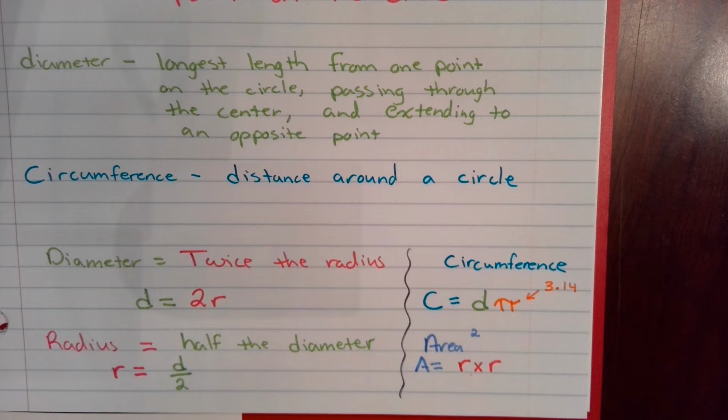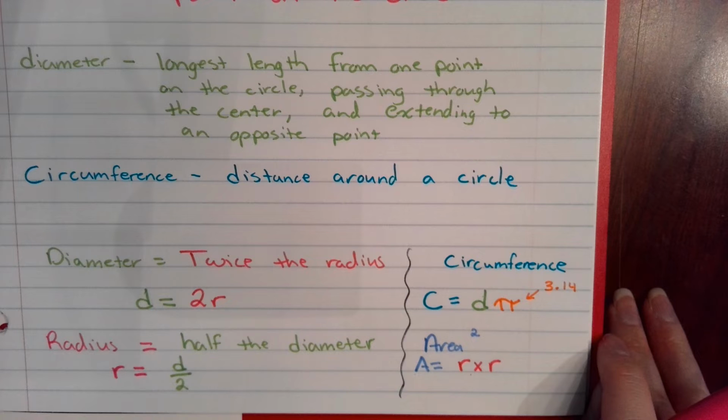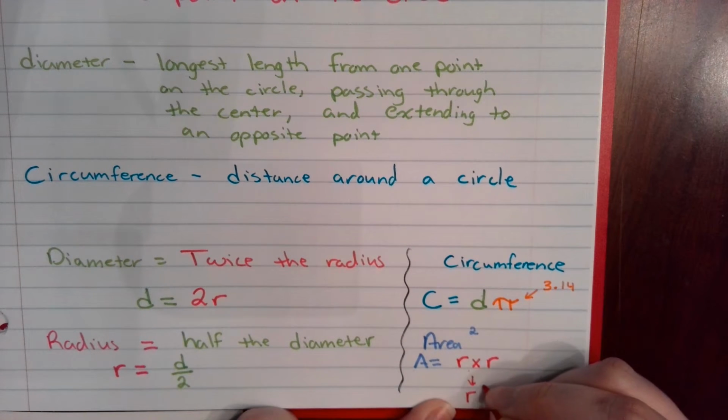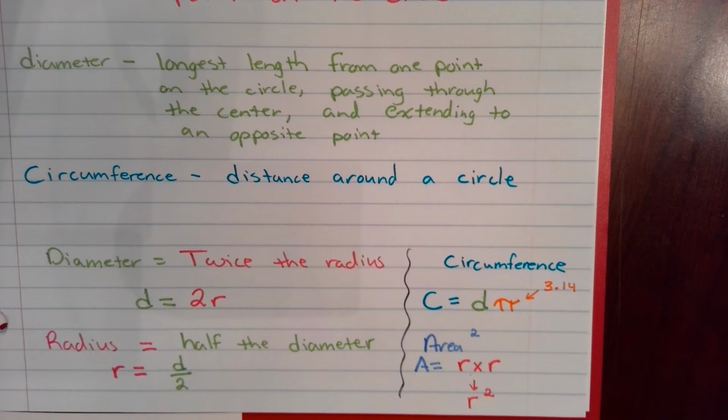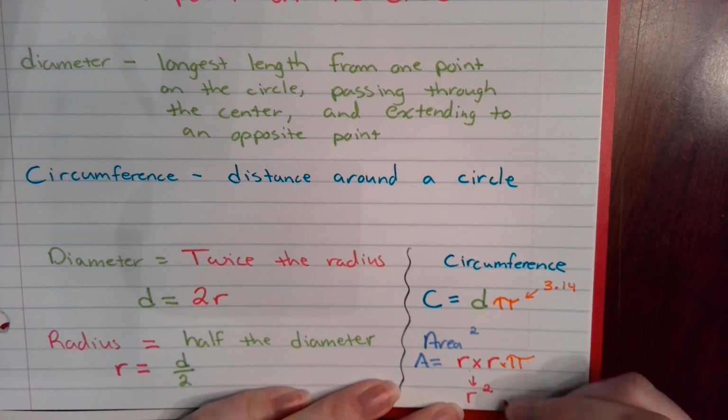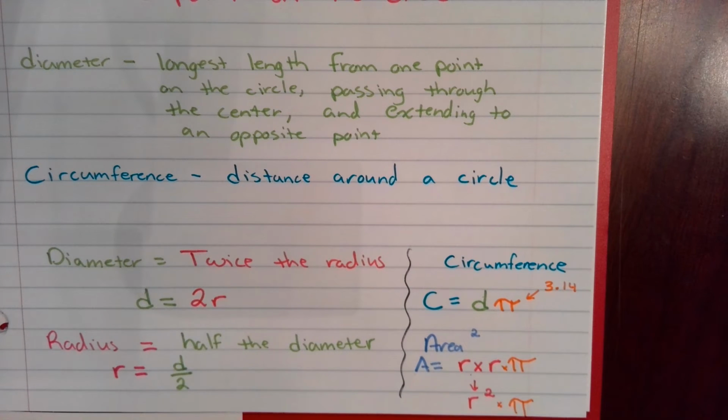So if my radius is 4, 4 times 4 would be 16. It's not the same thing as 4 times 2, which would be 8. Okay, so keep that in mind. This is also known as r to the second power. So if you want to write it as r squared, that's perfectly fine. Just make sure you understand that a second power means that you're doing r times r. And then, of course, you're going to multiply it by pi. So r squared times pi. Okay, so those are the formulas that will be given to you.